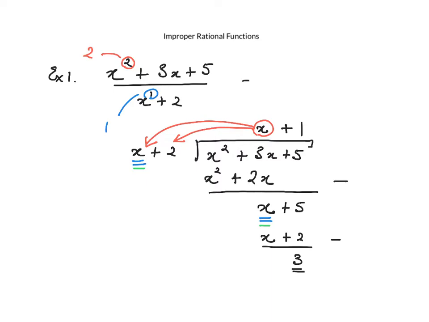What we can then say is that the original function x squared plus 3x plus 5 over x plus 2 can be simplified to give us x plus 1 plus 3 over x plus 2.